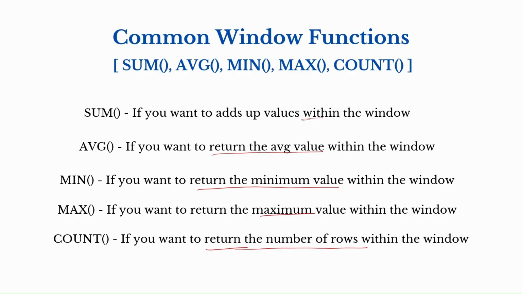They actually let you analyze data in context without losing row level details. So remember that window functions don't group or collapse data. They just let you keep all the rows intact while still doing calculations across them. Let's now take a look at each of these aggregate functions in detail with the help of examples.